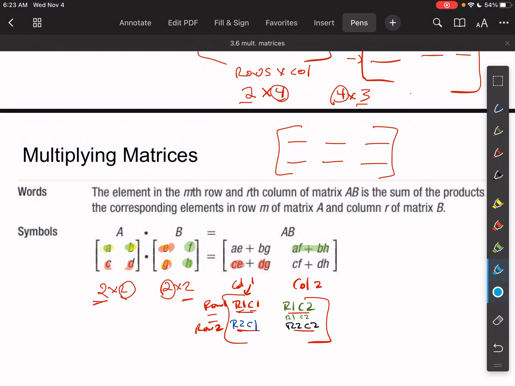Row 2 of the first matrix is C, right? This is the second row. Column 2 of the second matrix is going to be this guy, F. So we get CF. Then I take the second part of row 2 in the first matrix, which is D, and multiply it by the second part, column 2 of matrix B, and I get H, so D times H. As you can see, even there, I almost messed that up. So just be really careful and maybe label this and double check it multiple times.